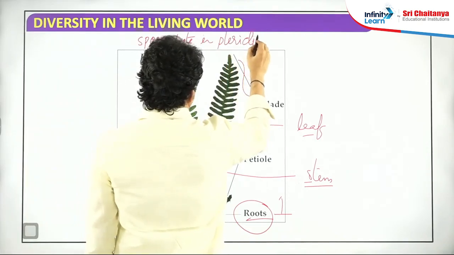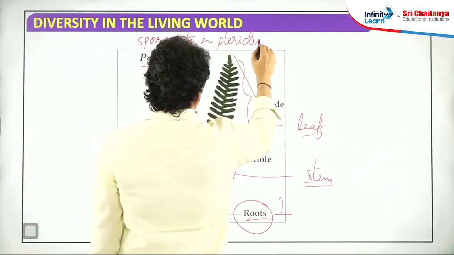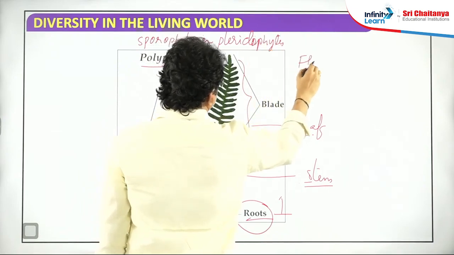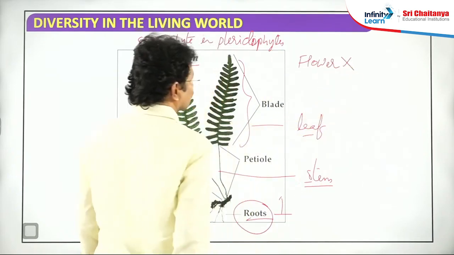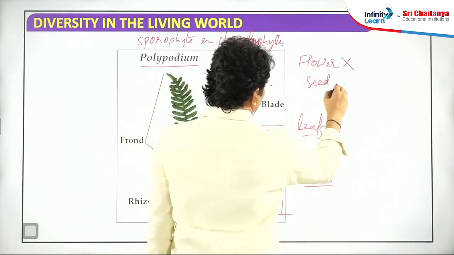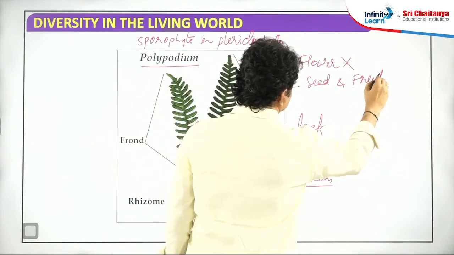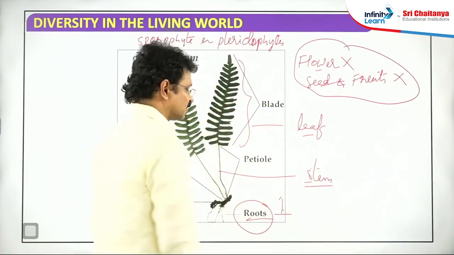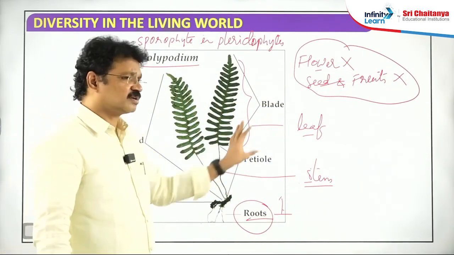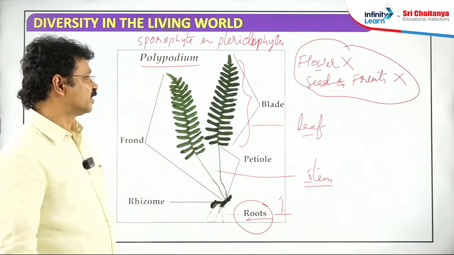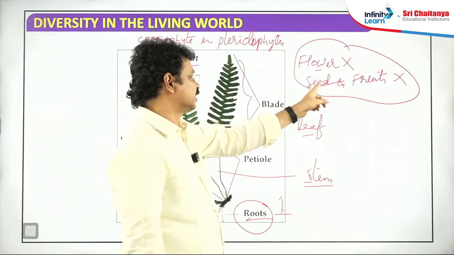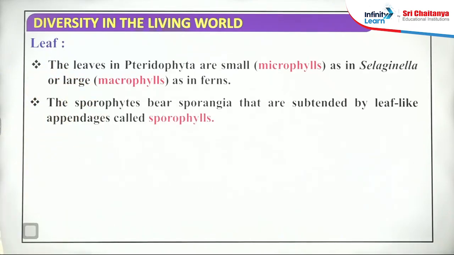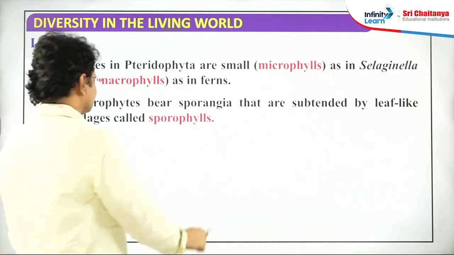When compared to angiosperms, one organ is missing here. That one is flowers. Due to the absence of flowers, seeds and fruits are also absent. Except these three organs, the remaining three organs are present. Root, stem, leaves are found in the sporophyte of pteridophytes. The remaining three organs, flowers, seeds, fruits, are absent. Yes, the root system is adventitious. The stem is normal, very small, and the leaves in pteridophytes are smaller.